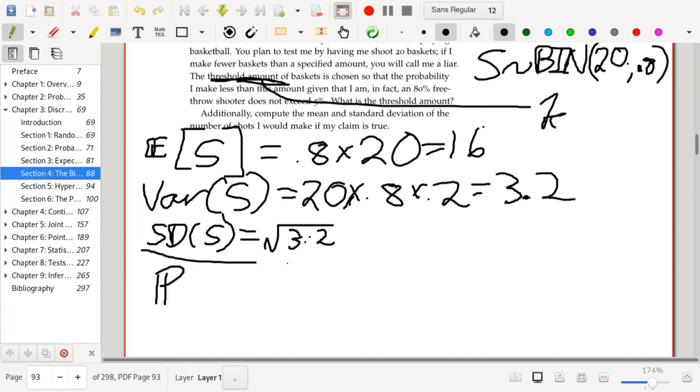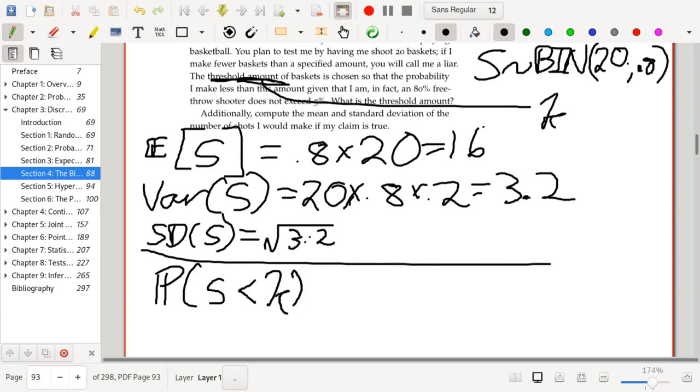I'm asking you to find a K such that the probability that S is less than K, meaning I make fewer baskets, is at most 0.05. There's going to be a number of possible K's such that it's less than 0.05, but we're going to say that this is the largest possible K such that this probability is less than or equal to 0.05. K is a constant here. We just don't know what it is. S is a random variable.